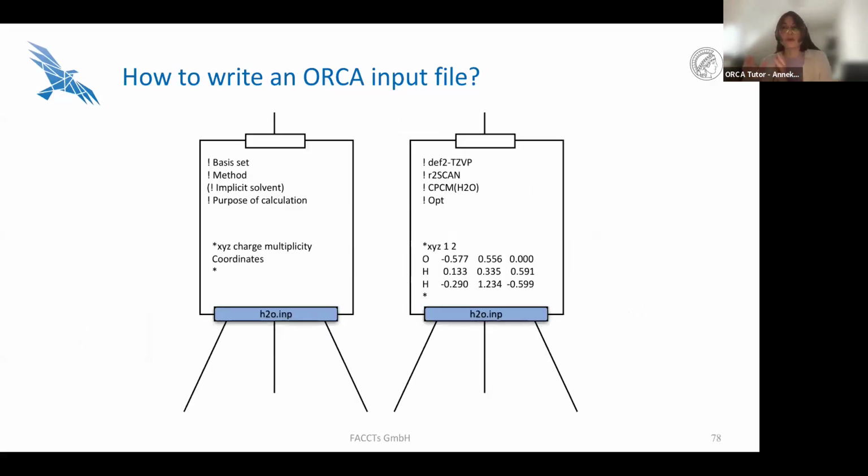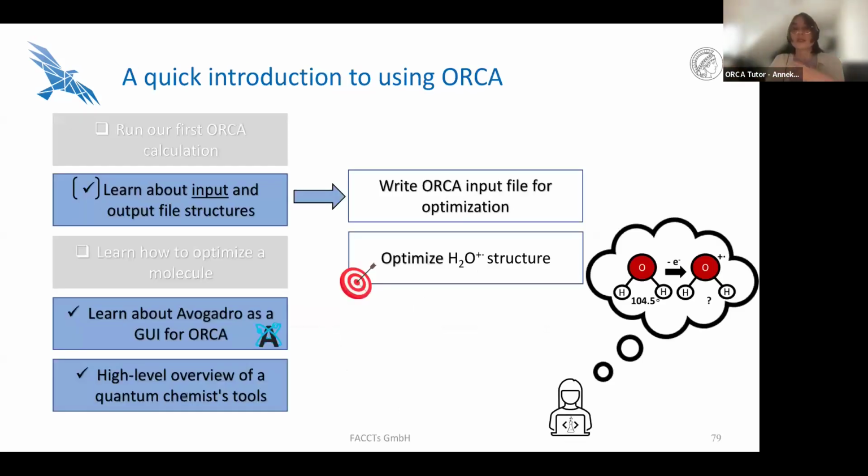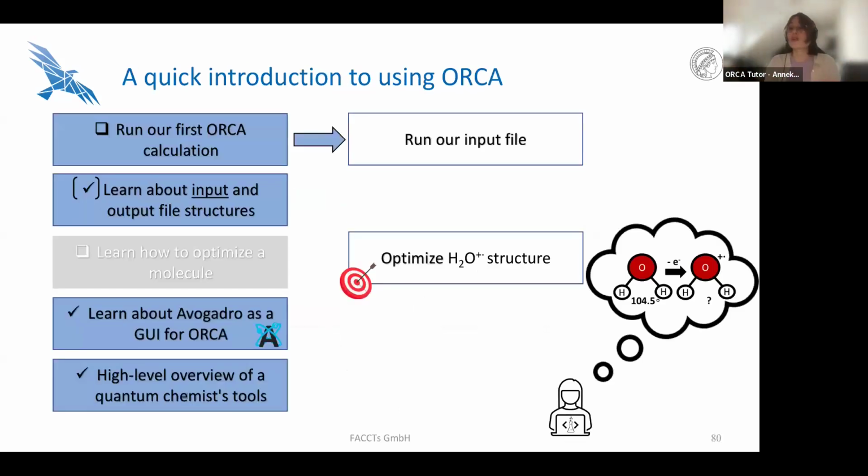So again, an overview, what needs to be in an input file? We have to have our coordinates to describe our molecule with a charge and multiplicity, then the basis set, the method, optionally implicit solvent, not necessary, and then always specify the purpose of your calculation. If you don't specify anything, it's just a single point energy calculation, which can also be the purpose of it. Good. With that, we wrote our entire input file and can now run it with ORCA.